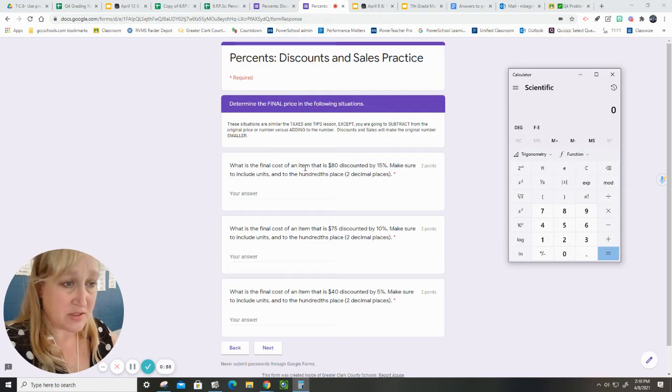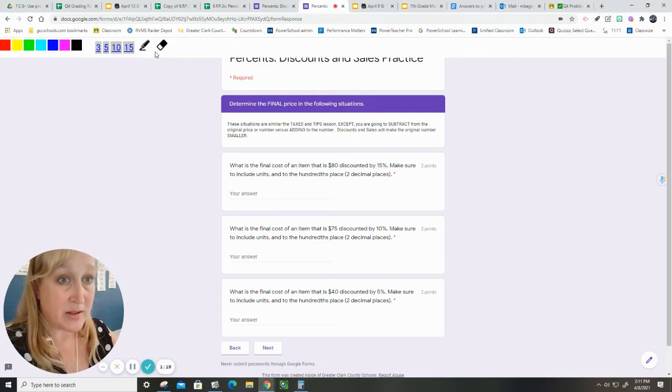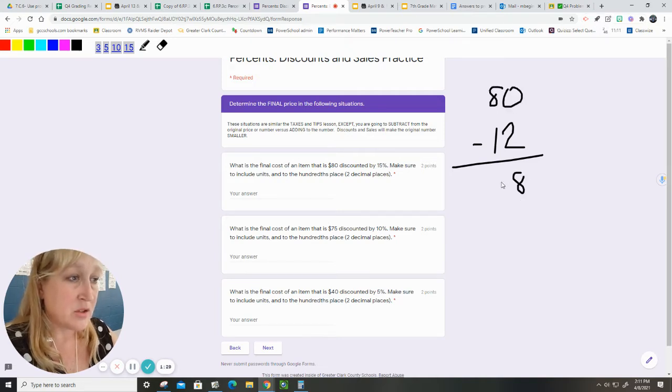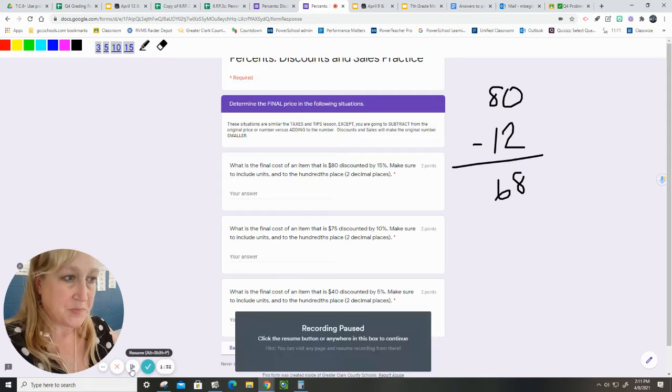What is the final cost of an item that is $80 discounted by 15%? Make sure to include units and to the hundredths place, 2 decimal places. It's money. So I'm going to take that 80 and multiply it by the 15% represented as a decimal, 0.15. I get the answer of 12. Now my brain still needs to write that down so that I remember it. It's going to be subtracted from the 80, and I can do that in my head. So the answer is 68.